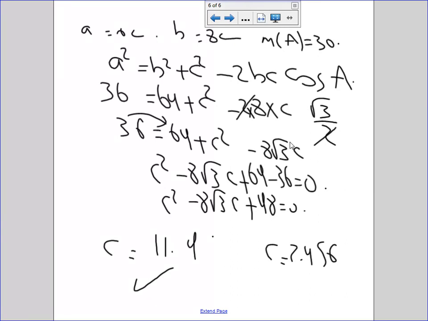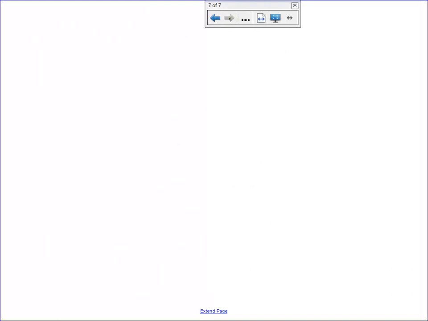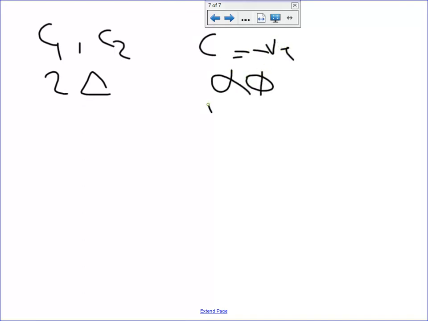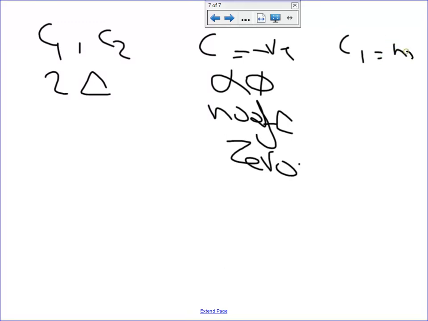So if you need to know the number of triangles according to the sides, work with the cosine rule: put the given side opposite to angle A, solve the equation, and find the value of C. If you have two solutions, C1 and C2, you have two triangles. If C gives a negative value, the number of triangles in this case is equal to 0. If I have one value for C, I have one triangle.